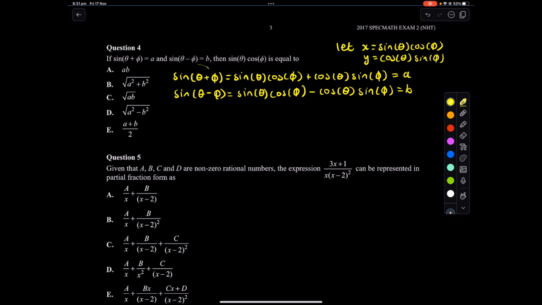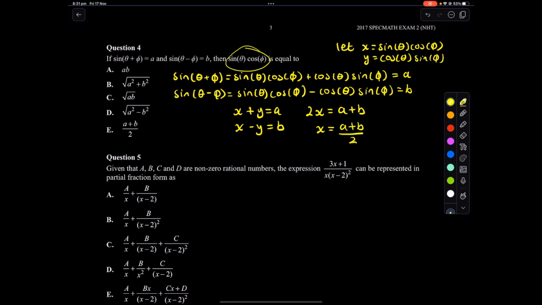So we can write this expression over here as x plus y equals a, and the other one's going to be x minus y equals b. And we want to solve for x. So if we add these together, those y's cancel out, so it'll be 2x equals a plus b. Hence, x is a plus b over 2. So our x represents this, so that's your answer.